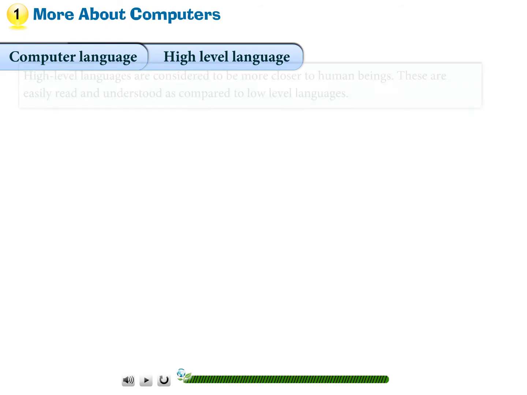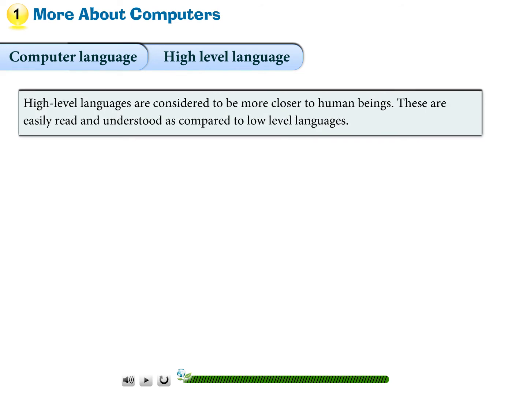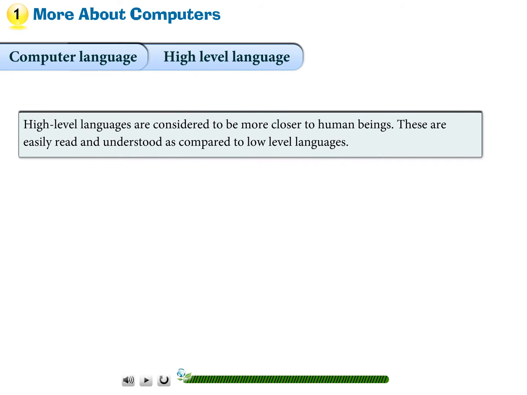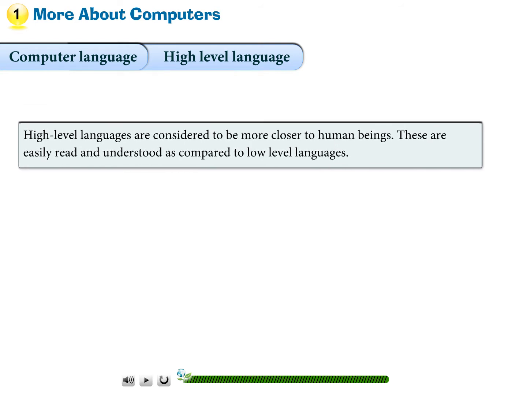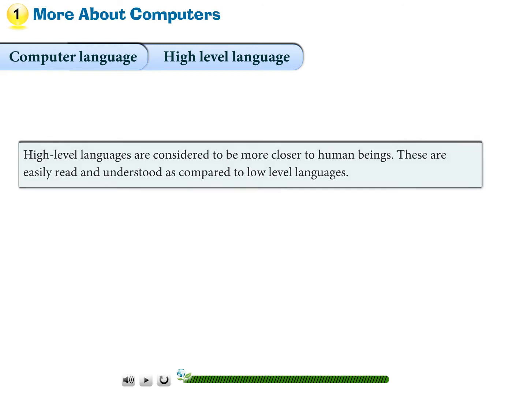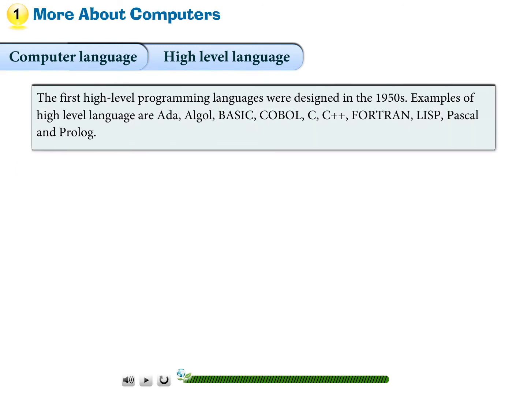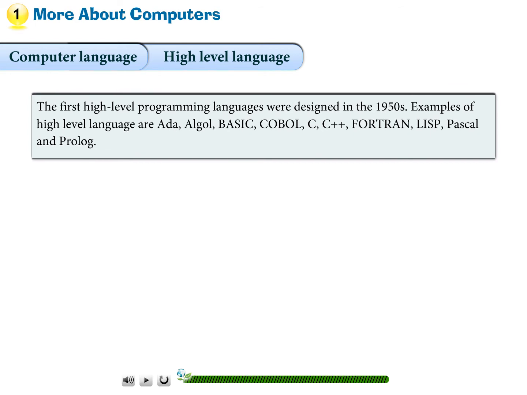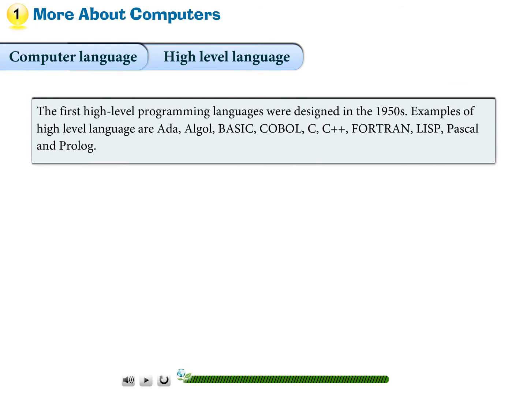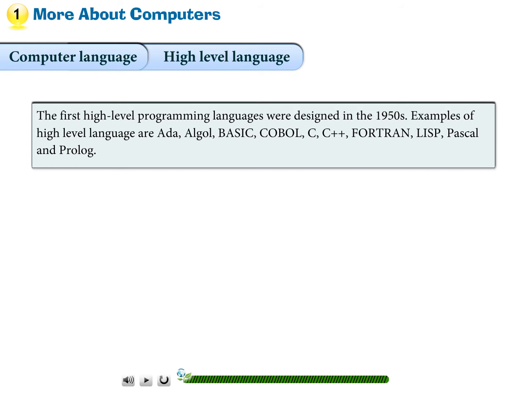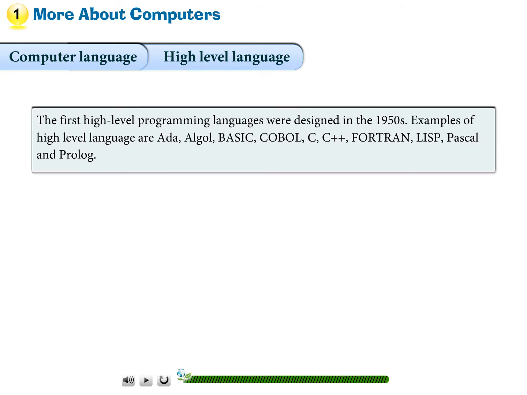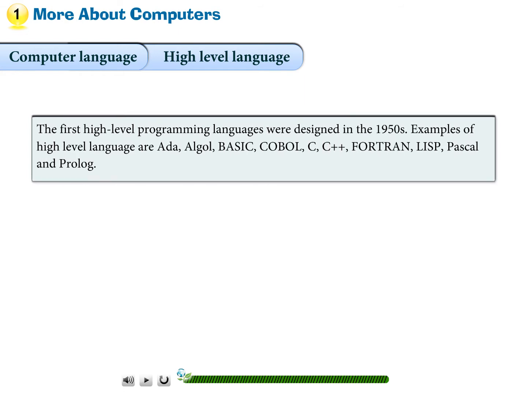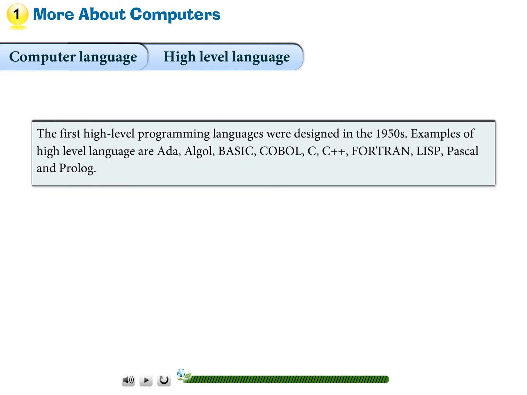High-level language. High-level languages are considered to be closer to human beings. They are easily read and understood as compared to low-level languages. The first high-level programming languages were designed in the 1950s. Examples of high-level language are Ada, Algol, Basic, COBOL, C, C++, Fortran, Lisp, Pascal, and Prolog.